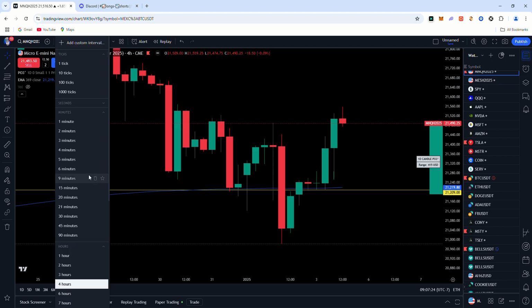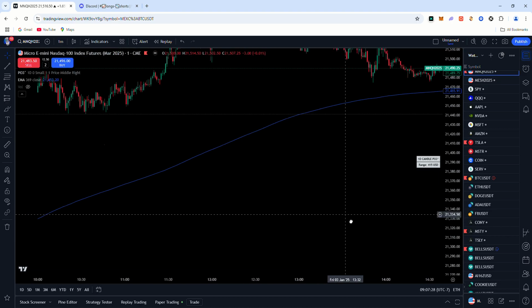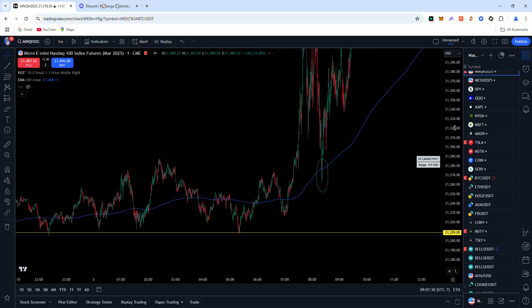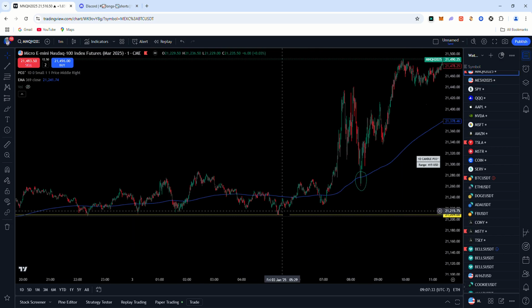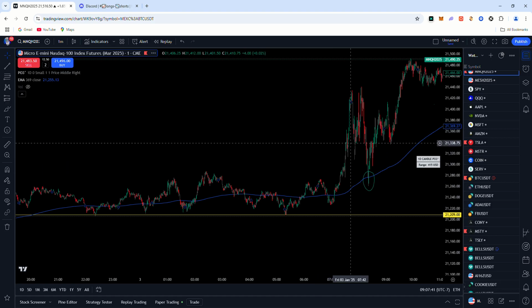So we can go back down to the 1-minute here, just to show you guys real quick. That was the bottom of the 4-hour. This is where you could start to understand where you could get in for trades. And we had that huge run up.